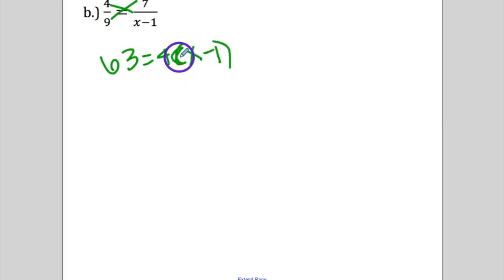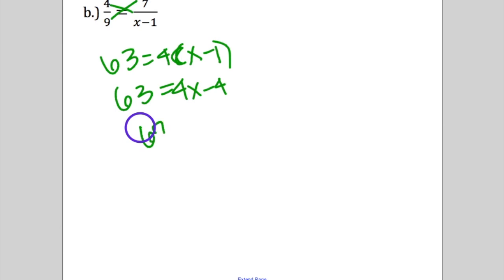So 4 times that whole quantity, x minus 1, you would distribute. So 4 times x is 4x, and 4 times negative 1 is negative 4. And now you would have a two-step problem to solve here. We would add 4 to both sides, so 67 would equal 4x. And then we need to divide both sides by 4. And 67 divided by 4 is 16.75.